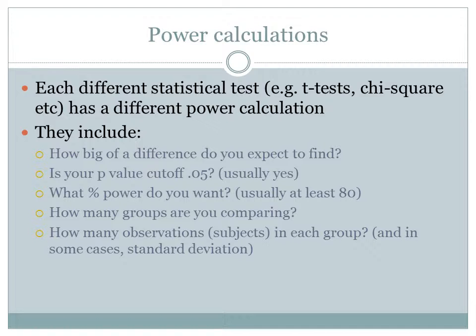How many groups are you comparing? And how many observations or subjects are in each group? That's often the part that you want to find. You want to solve the equation for that number. In the case of t-tests and other continuous variables, the standard deviation matters. The mean and the standard deviation matter. So I'll take you through an example.